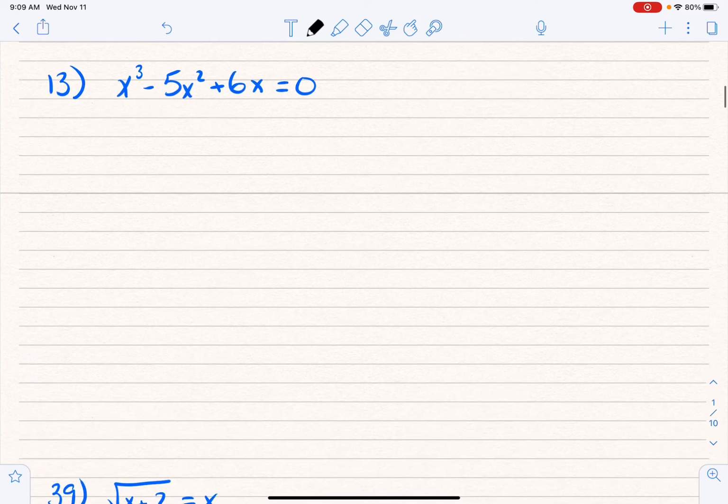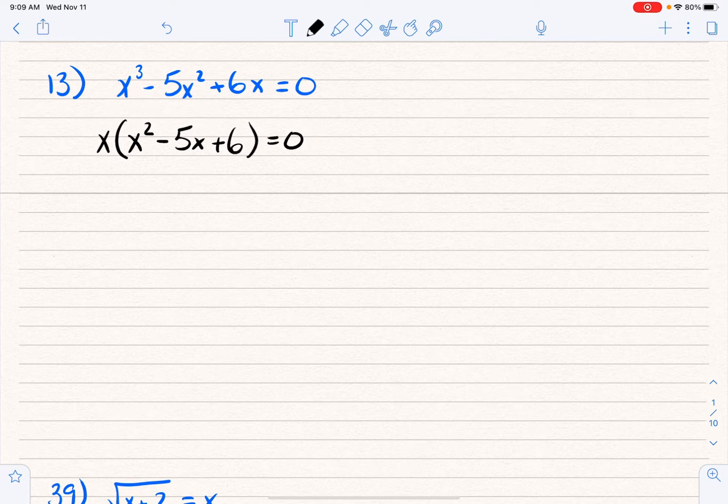All right, for number 13, this one looks way more like a quadratic that we're used to, but to get it there, we have to take out an x first, and then we would have x squared minus 5x plus 6 equals 0. Now, at this point, it is a quadratic. So we go, what are the factors of positive 6? That sum negative 5, and that's negative 2 and negative 3.